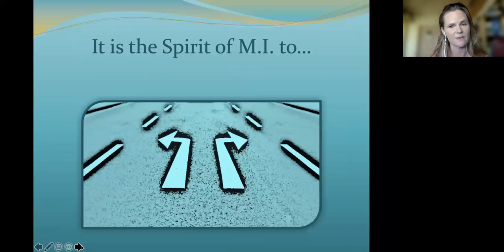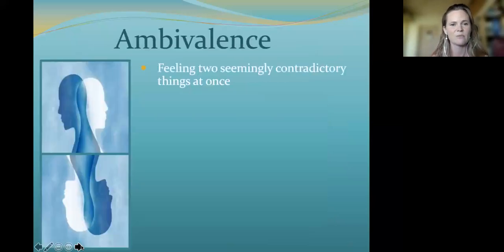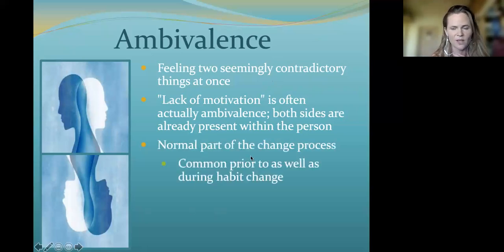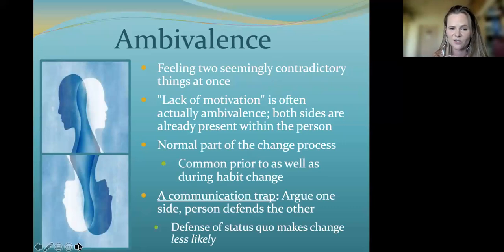So firstly, it is the spirit of MI to appreciate ambivalence. Ambivalence meaning that we can feel two seemingly contradictory things at once. And it's very easy with patients, if we're not tuned into ambivalence, to see this presenting as what looks like lack of motivation or resistance because they're literally at war with themselves on the inside, but it might show up as inaction, just inaction on the outside. And what you're looking for with ambivalence is to emphasize that it's a normal part of the change process. It's very common prior to as well as during habit change. And what it can lead to is a communication trap. So that's where we argue one side and that naturally elicits the other person to defend the other.